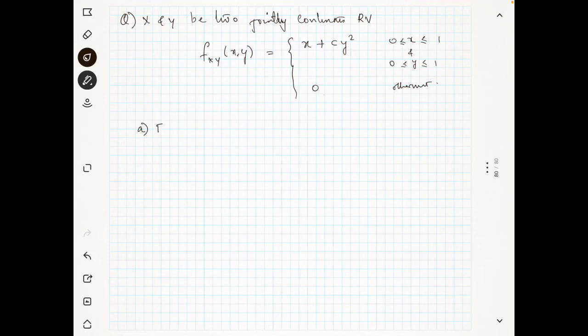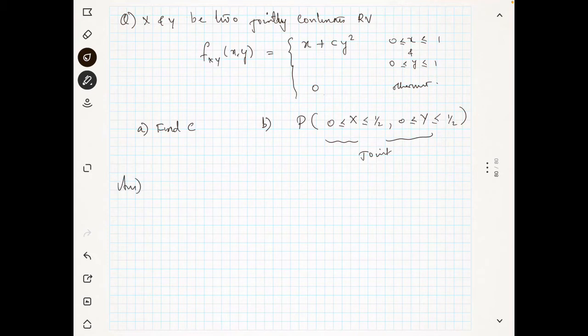The first part of the question is to find the constant c. The second part of the question is to find the probability that x takes a value between 0 and 1 by 2 and y takes a value between 0 and 1 by 2. That means we have to find a joint probability. That is the question.